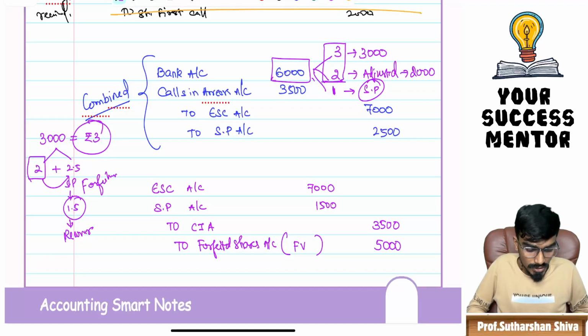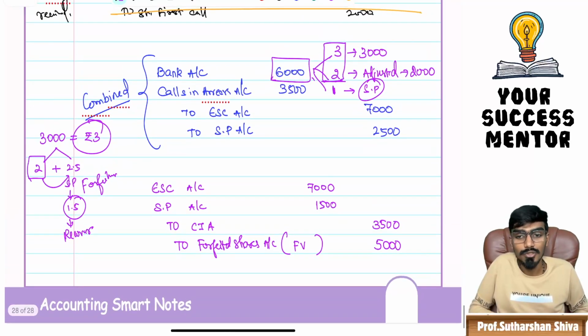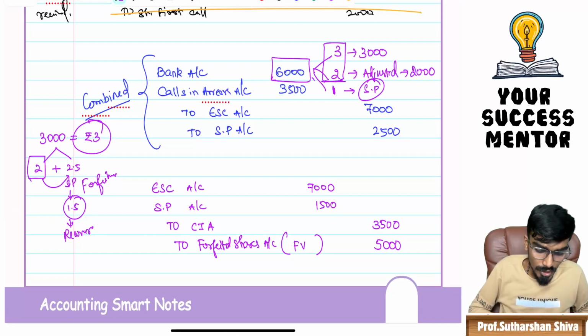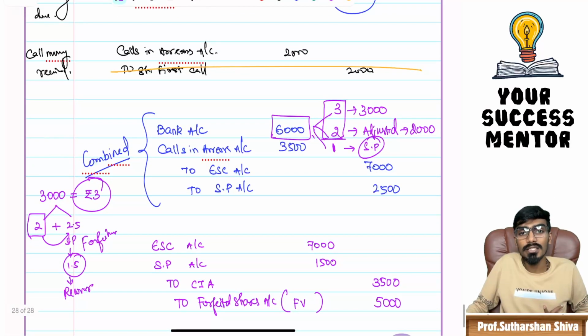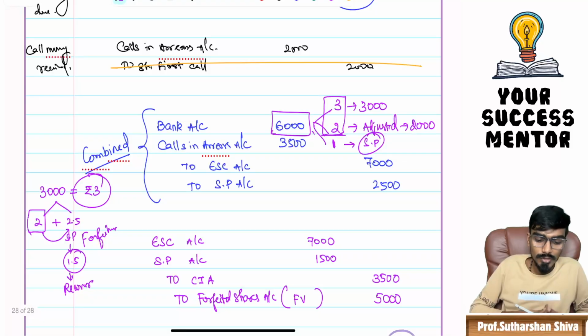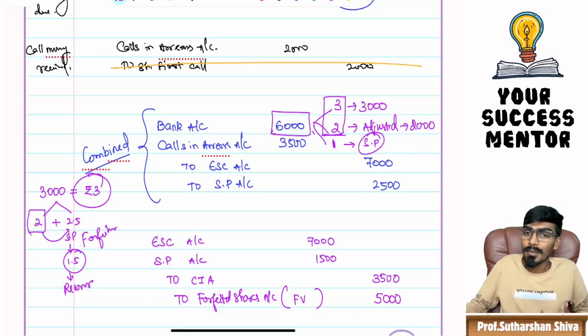Are you able to understand this? Yes, sir. After that, the same part of reissue will come into the picture. Are you able to understand? Instead of writing calls in arrears, if you don't want to open a calls in arrears account, you can open a separate account of allotment to share first calls. But I always open a calls in arrears account.